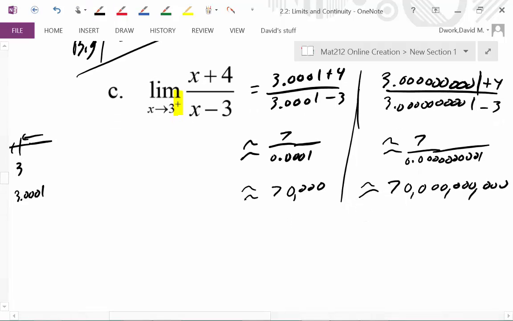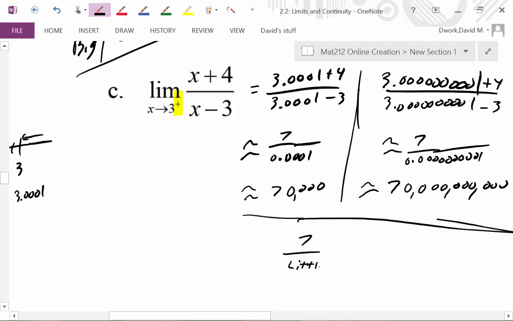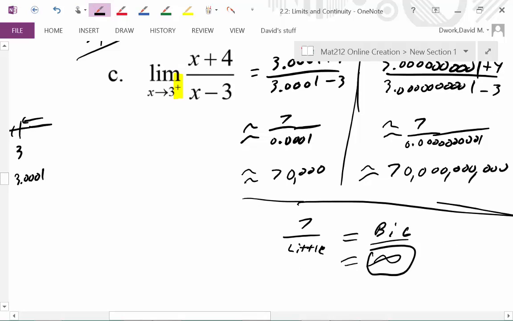So it seems to me the closer we get to 3, the bigger our number is going to get. Well, instead of doing all this little math, couldn't we have just written something that looked like this? 7 divided by something really, really little is going to make something really, really big. Well, in math, what's big? Well, that's infinity. So therefore, the limit as we approach from the right-hand side is going to end up being infinity, because the closer we get to 3 from the right-hand side, the closer to infinity we get.